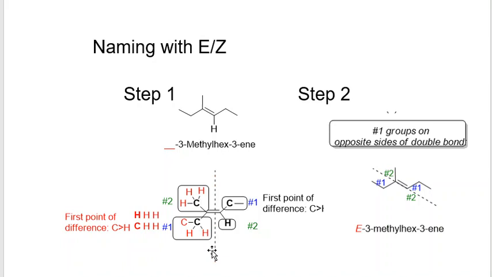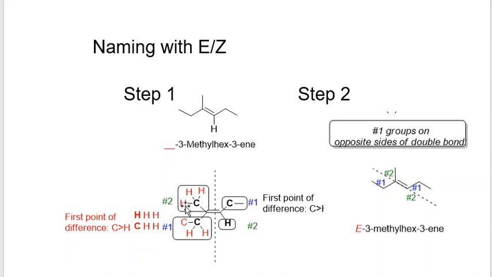And then you compare the priority of the two substituents on the carbons on each side of this double bond. On the right side, there's a carbon that is a substituent and a hydrogen. A carbon, because it has a higher atomic weight, has higher priority than the hydrogen does. So it gets the number 1 and hydrogen gets number 2.